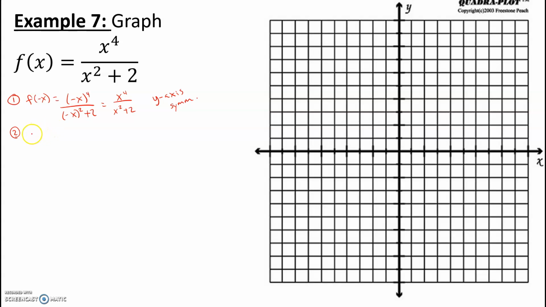Now let's talk about our x-intercepts and our y-intercept. So we'll do the y-intercept first, which means plug in 0 for x. So we have 0 to the 4th over 0 squared plus 2, you get 0. So there's my y-intercept. The y-intercept is 0. Our x-intercept, you plug in 0 for y.